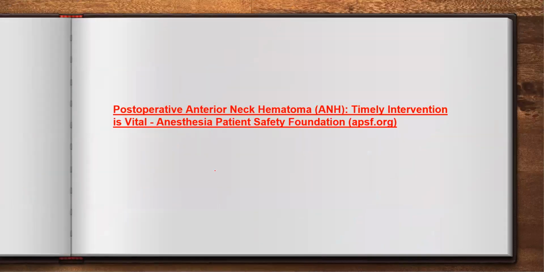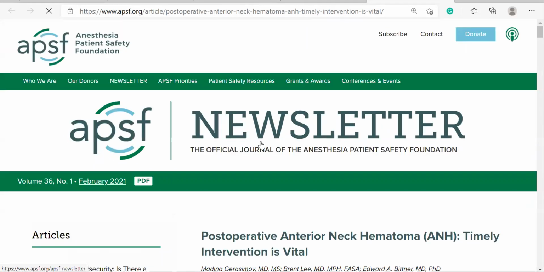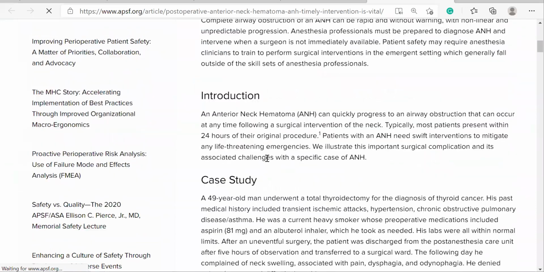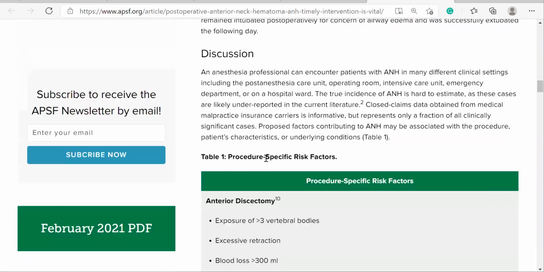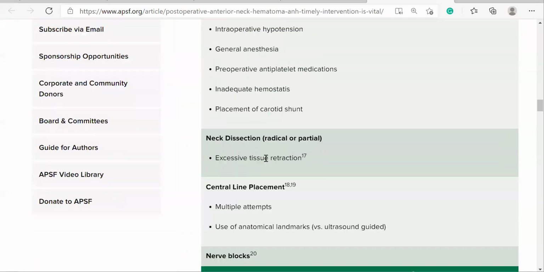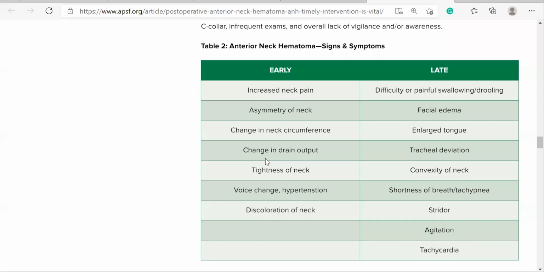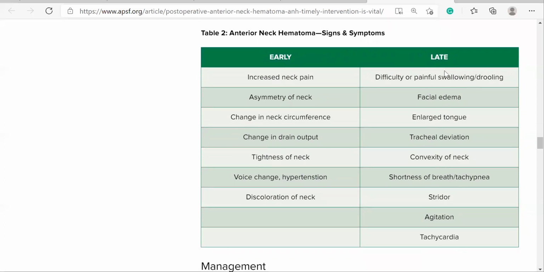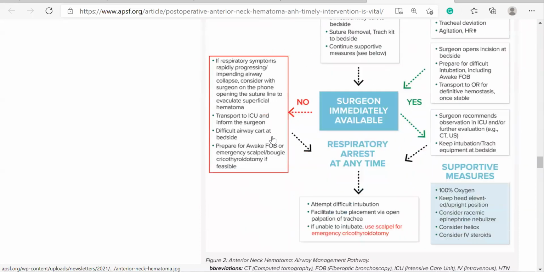Okay, clear guys? Also, if you still have any difficulty understanding, go through this. This is a very good one. So you can see these are the early signs, these are the late signs. We already discussed that.